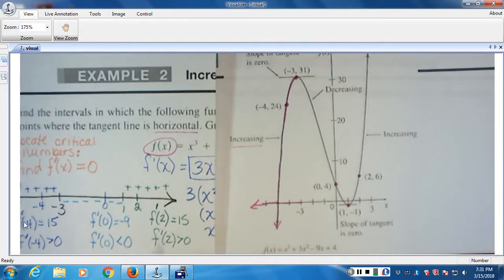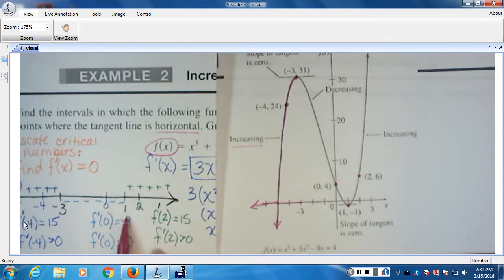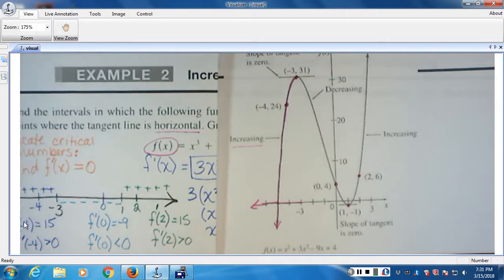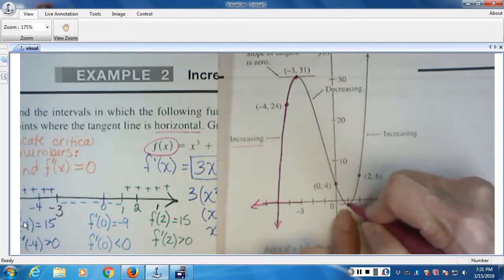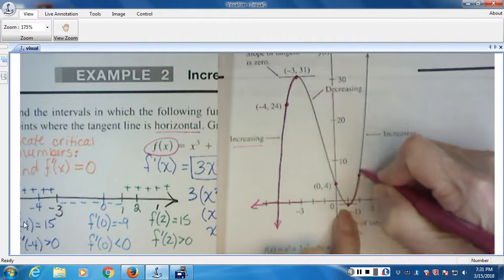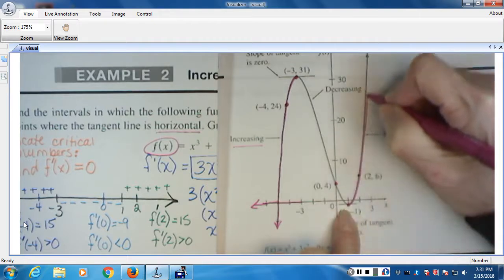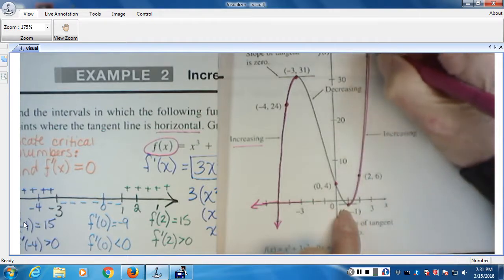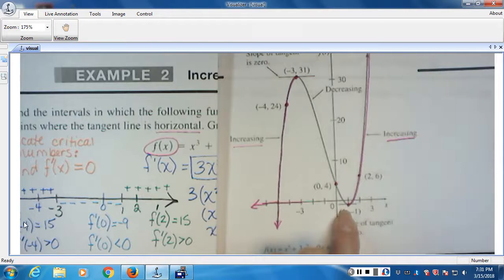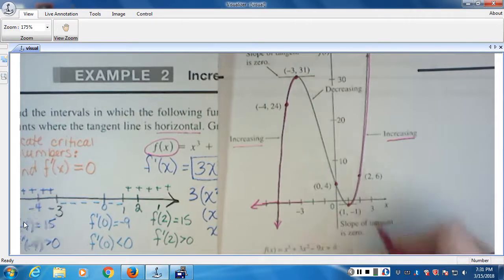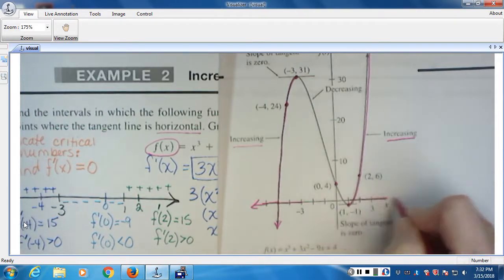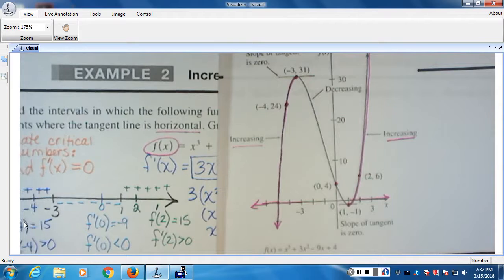I also know that it's increasing on the interval from 1 all the way up to positive infinity, and that it's going to go through the point 2, 6. So I make it increase on that interval as well. Okay?